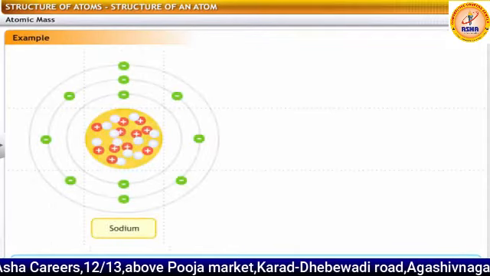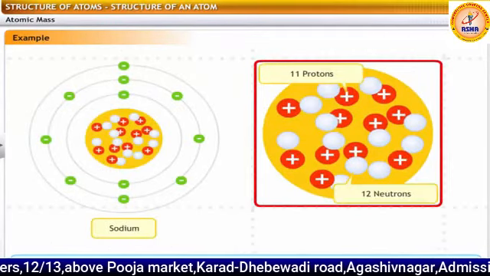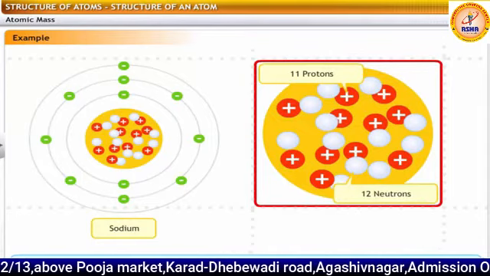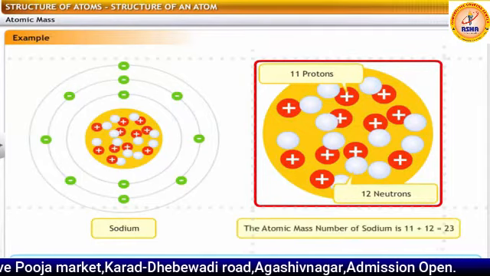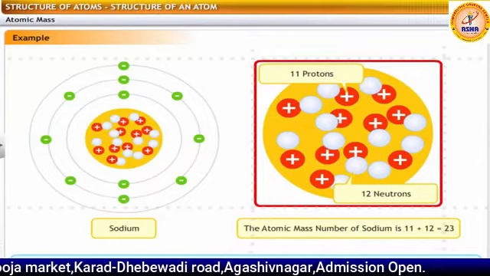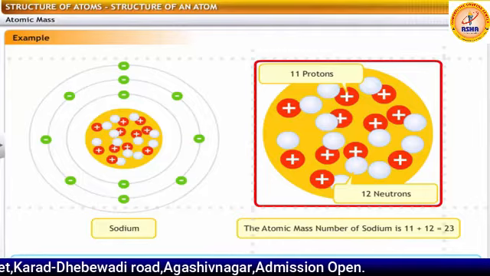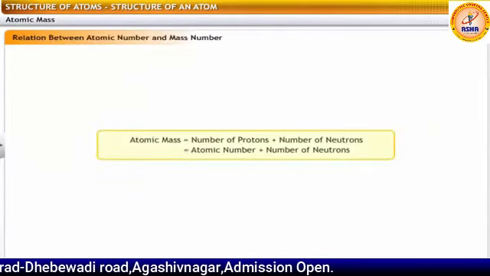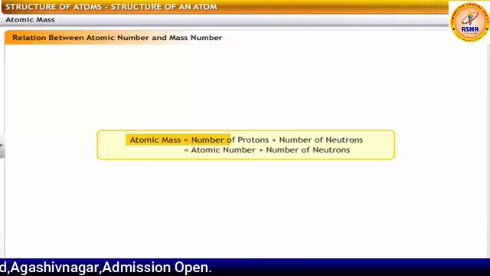For example, one atom of sodium element contains 11 protons and 12 neutrons. So, the atomic mass number of sodium is 11 plus 12 equals 23. The mass number is denoted by an alphabet A. Now, let's try to derive a relationship between mass number and atomic number. Mass number equals the number of protons plus number of neutrons.